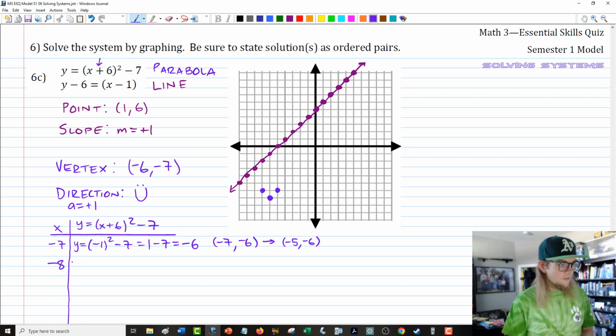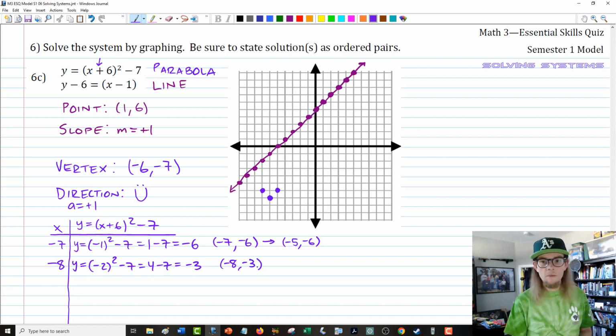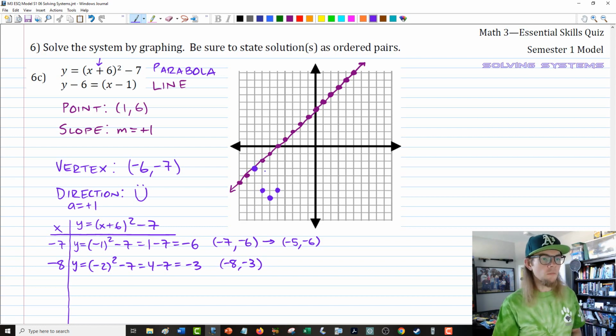Let's go to -8. If we plug in -8, we're going to get -2, because -8 plus 6 is -2. Squared minus 7, that's going to be 4 minus 7, also known as -3. So we're going to have a point at -8, -3. Let's plot -8, -3. Oh, look at that. We got one. Oh, we got a big one. We got our first intersection point.